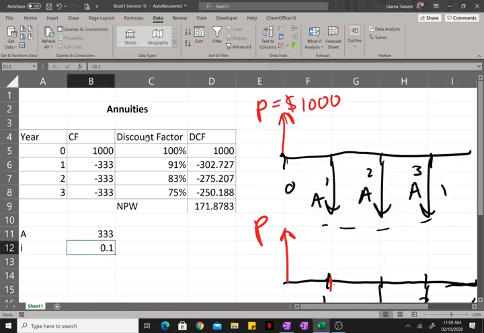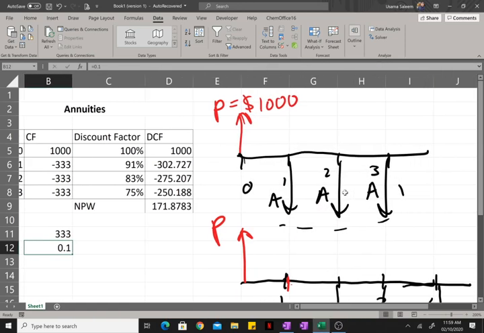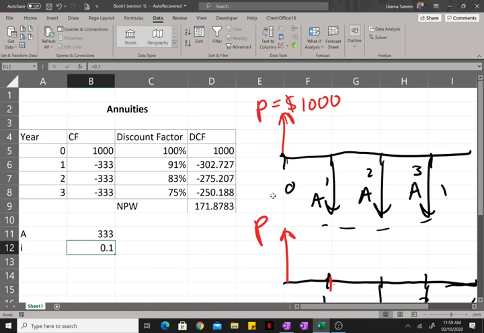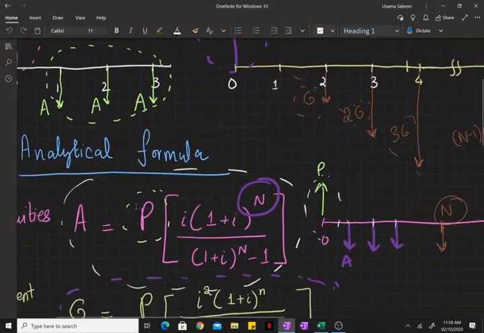Okay, welcome back everyone. In the previous video, we were working out the uniform payment problem where we were trying to find the amount of annuity you'll have to pay each year to balance out this $1,000 loan. And earlier we looked at it by using the formula, the one that I showed here.